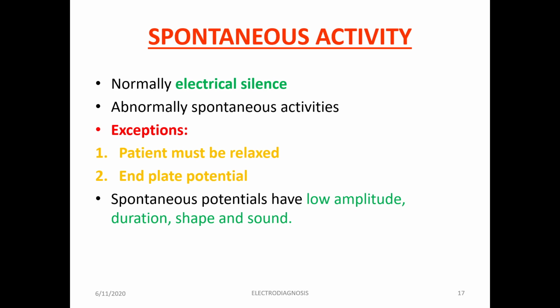Second is end-plate potential, because it is possible that we are inserting the needle into the neuromuscular junction. Definitely you will have nerve fibers that will be sensitized by our needle. So that is also one of the exceptions. In all other cases, just the appearance of electrical activity itself proves abnormality. Clear?